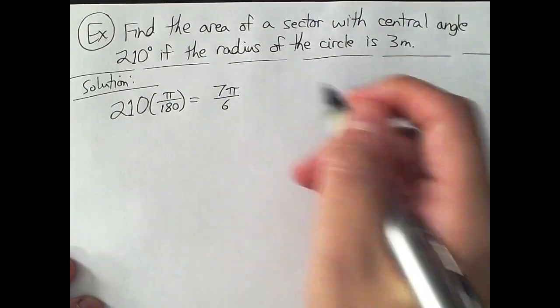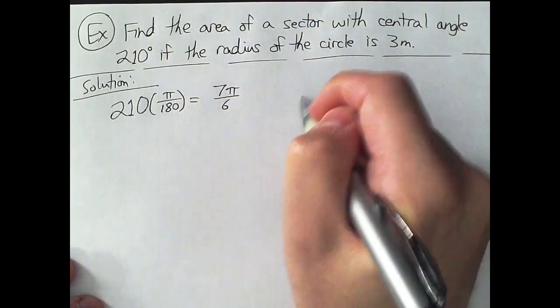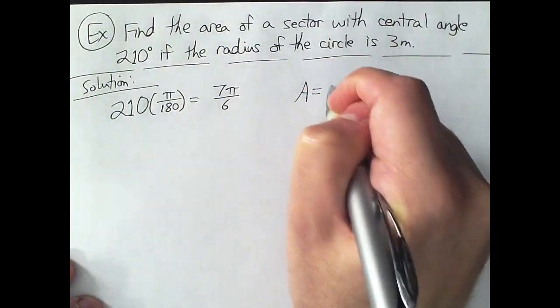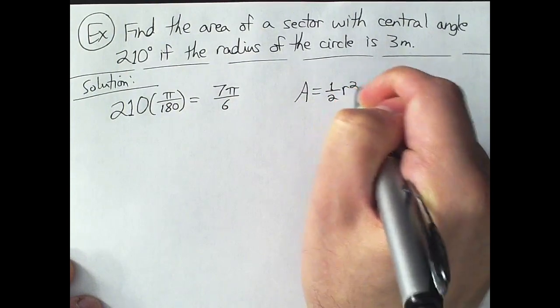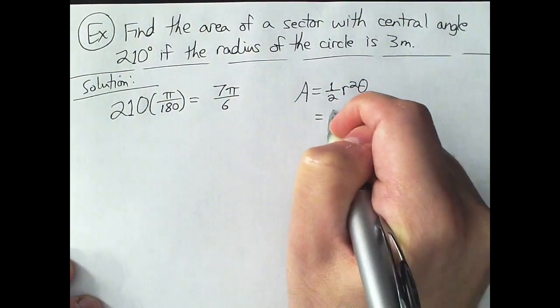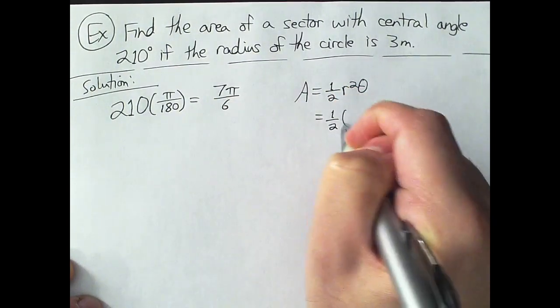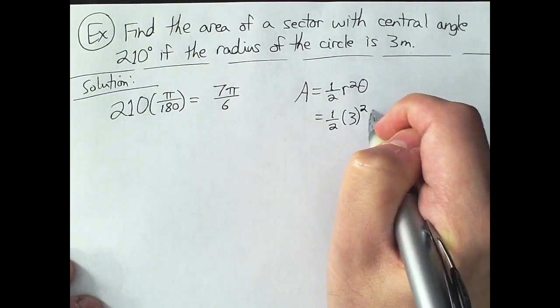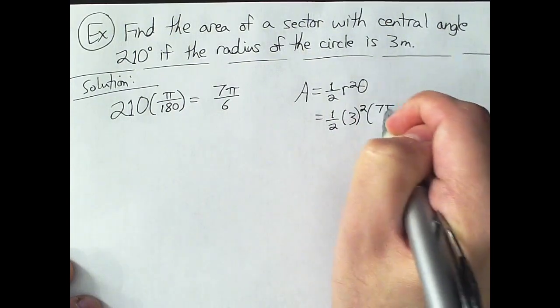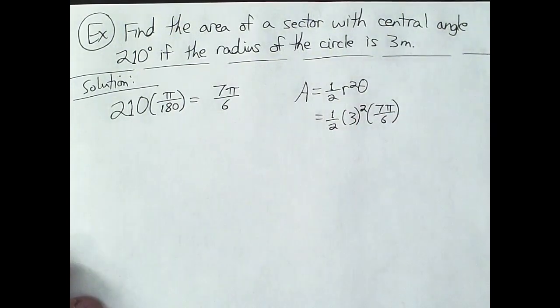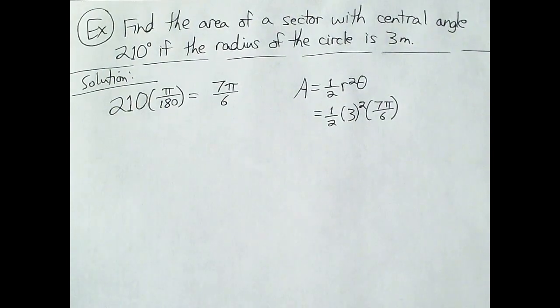All right. Now I'm going to use that formula that we had above. A equals 1/2 r squared theta. And in this case, it's 1/2 times 3 squared times 7 pi over 6. And then we just simplify this and see whatever we get.